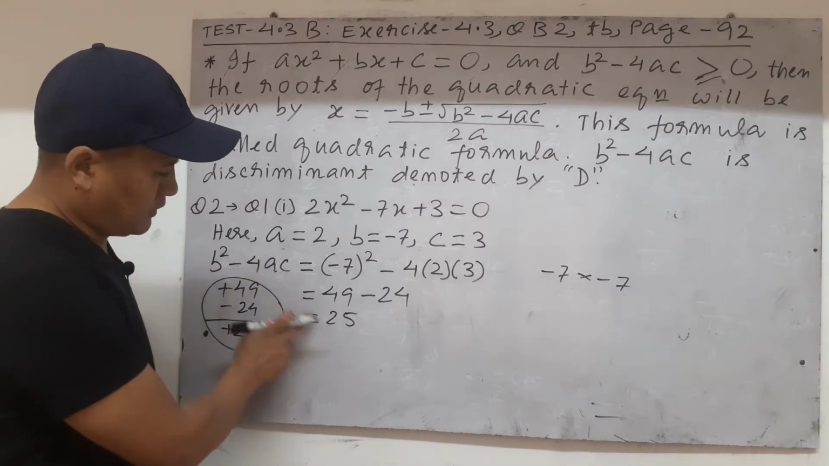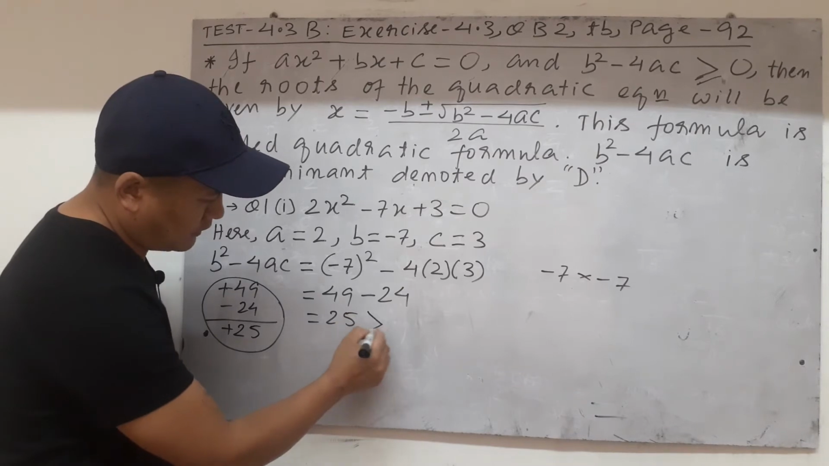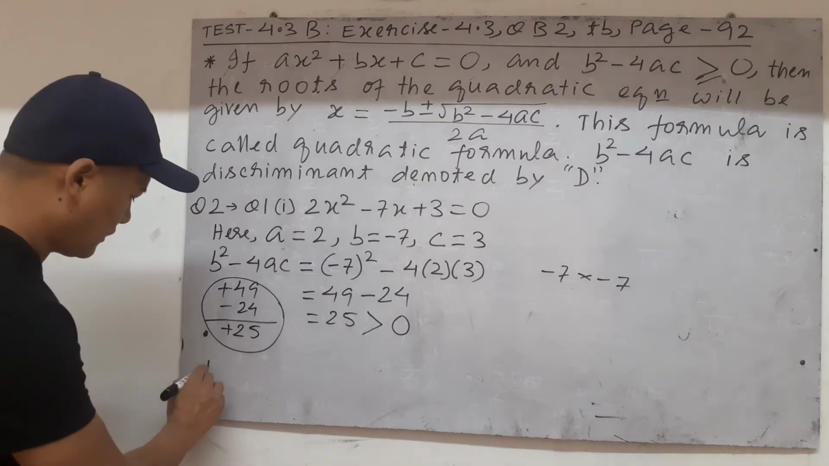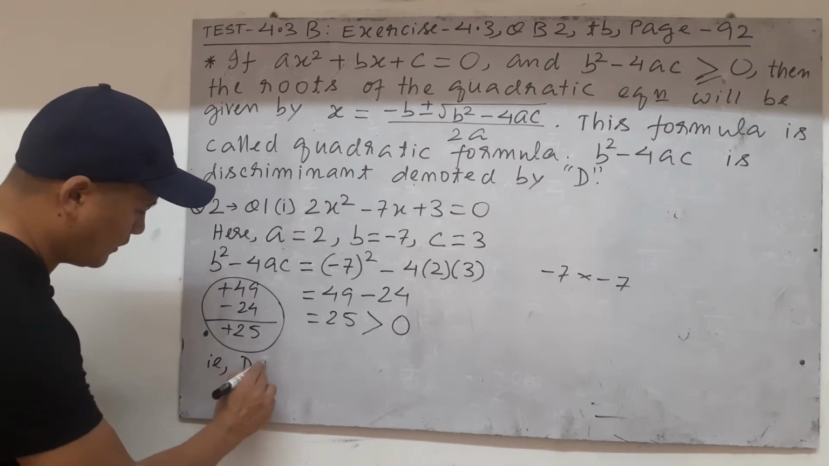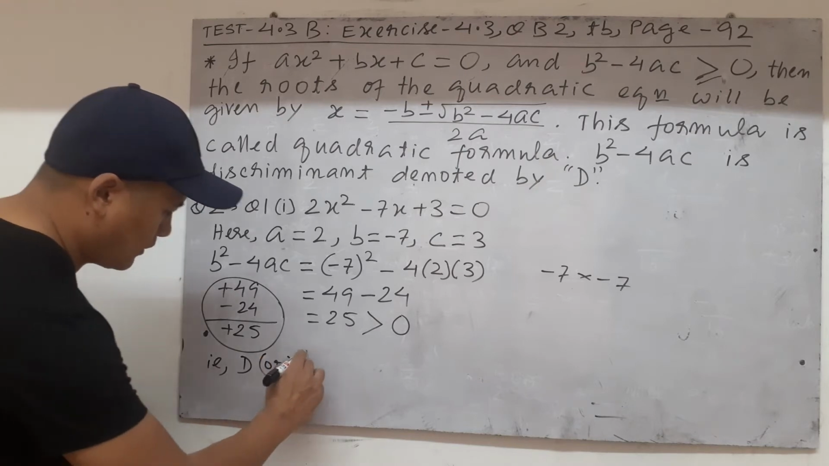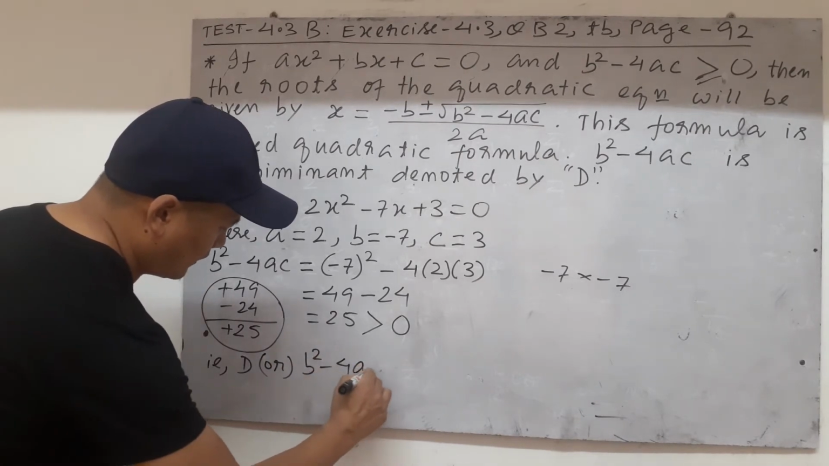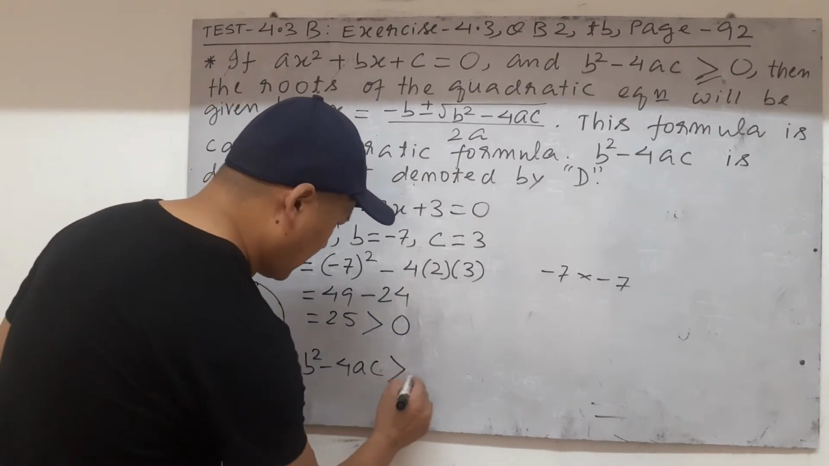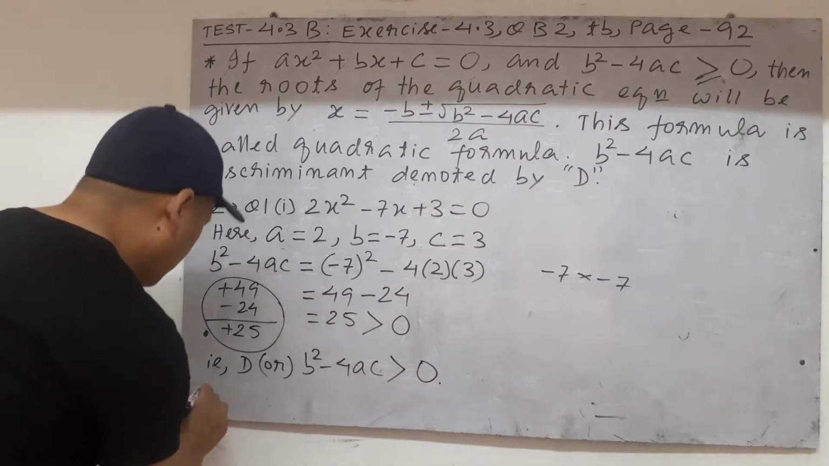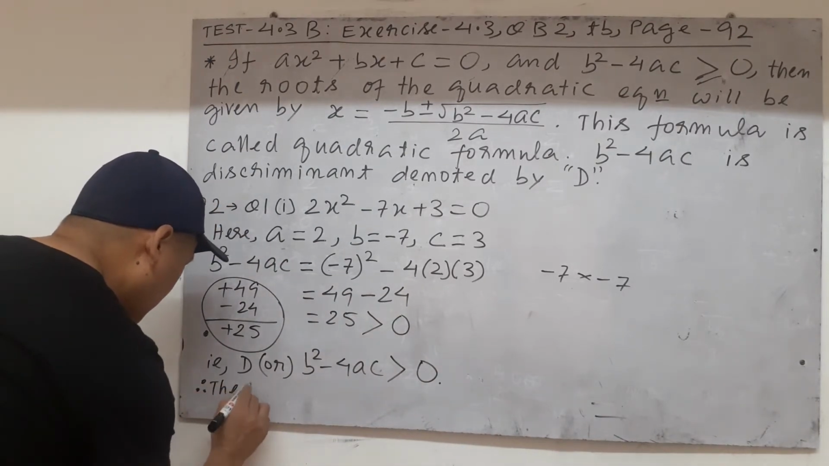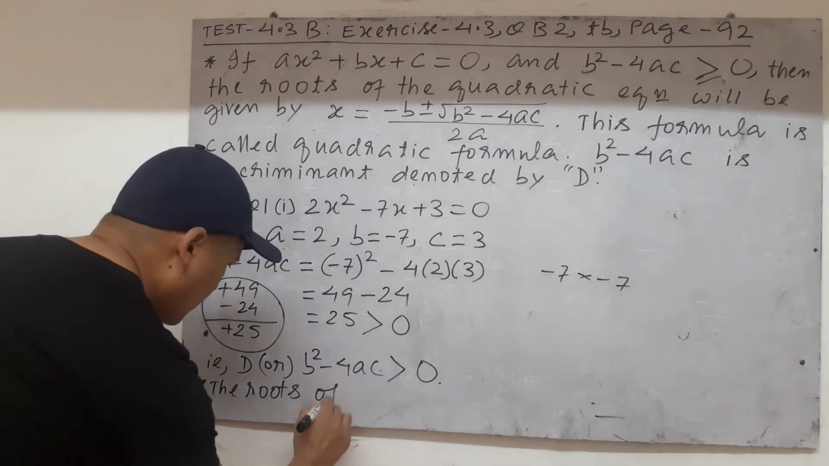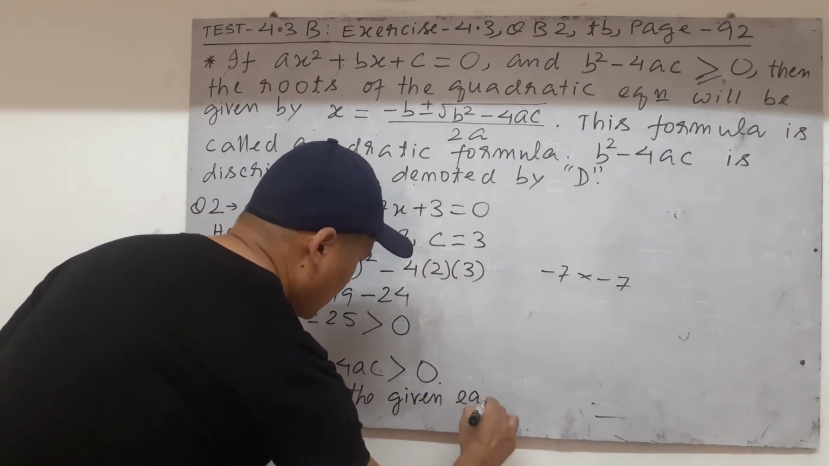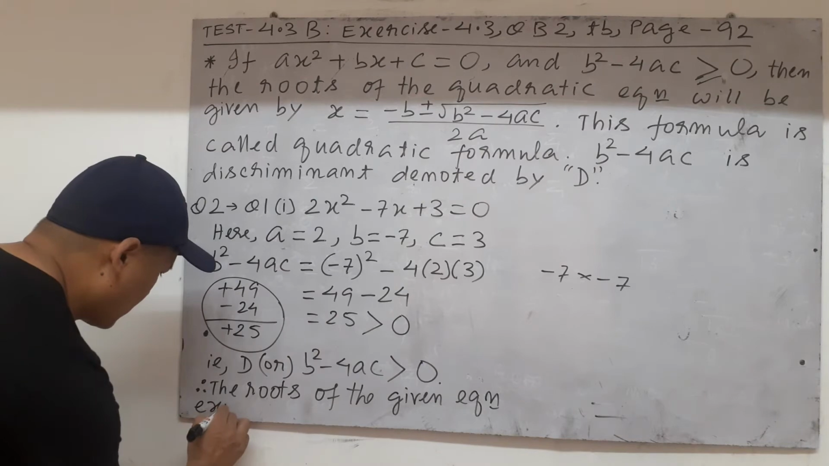So the b squared minus 4ac value we got is plus 25, which means definitely it is greater than 0. Plus 25 is greater than 0, isn't it? In other words, that is D, the discriminant, or b squared minus 4ac. Okay, D or b squared minus 4ac is greater than 0 here. So the roots of the given equation exist.